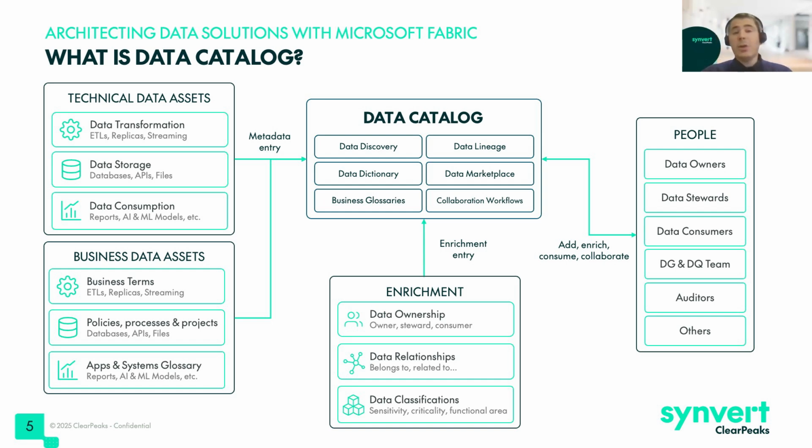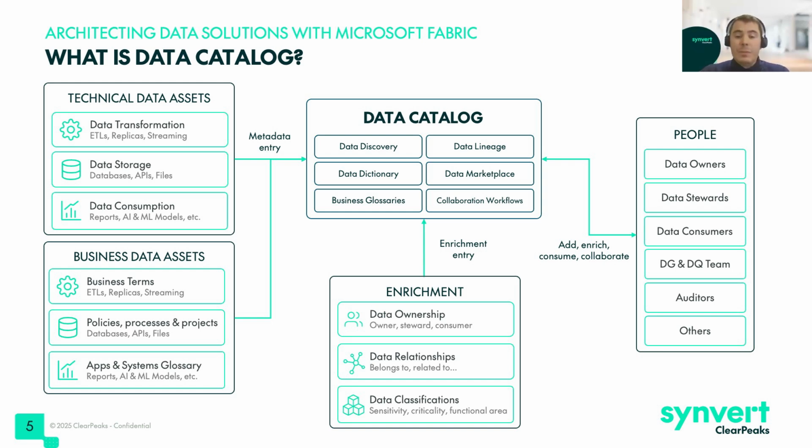The business assets, on the other hand, focus on aspects like the business terms, the policies and processes, the applications and system glossaries, which provide important context for non-technical users. These assets are enhanced through metadata enrichment, adding value by defining ownership, relationships between entities, and classifications. This ensures that the catalog remains up-to-date, compliant, and adapted to the organization's needs.